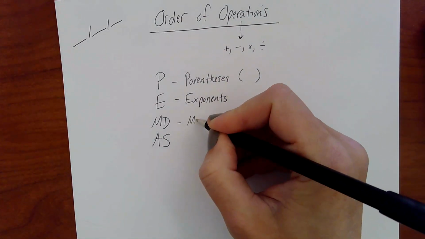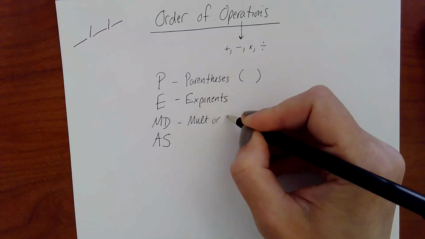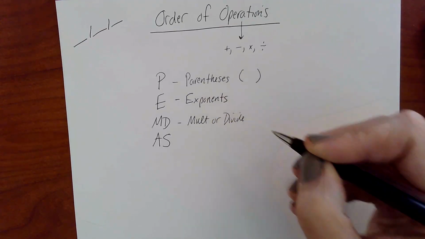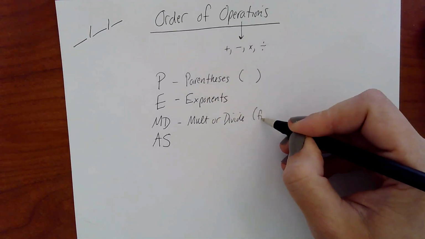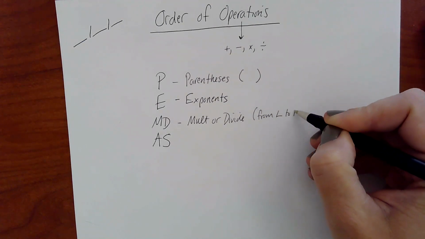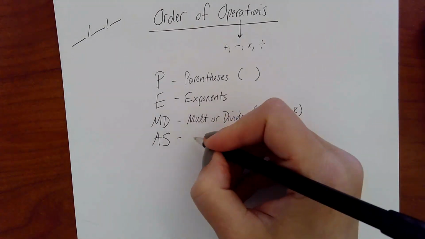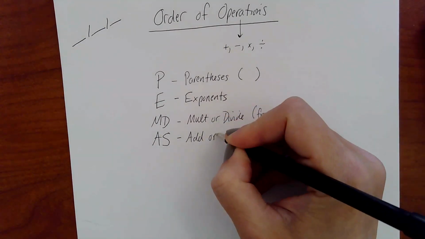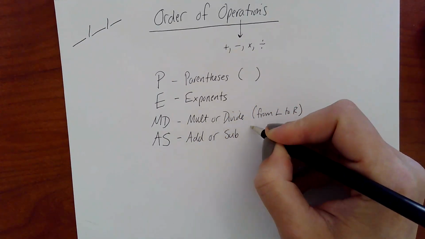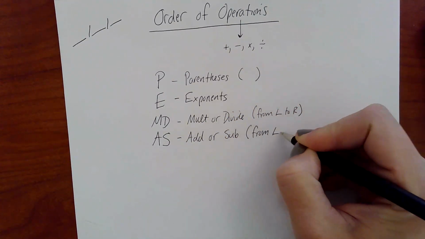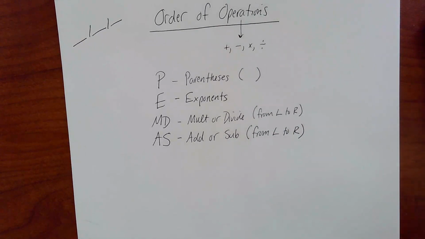Then the next thing is multiply or divide, whichever one you see first from left to right. And then the last one is add or subtract, whichever one you see first from left to right.